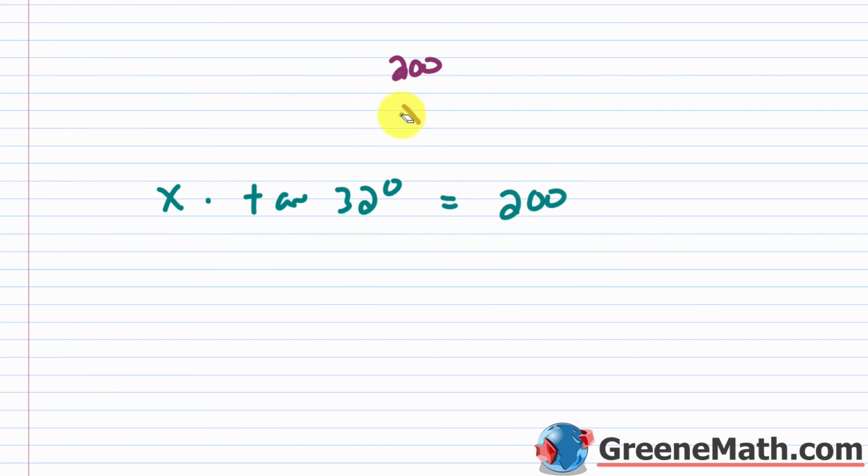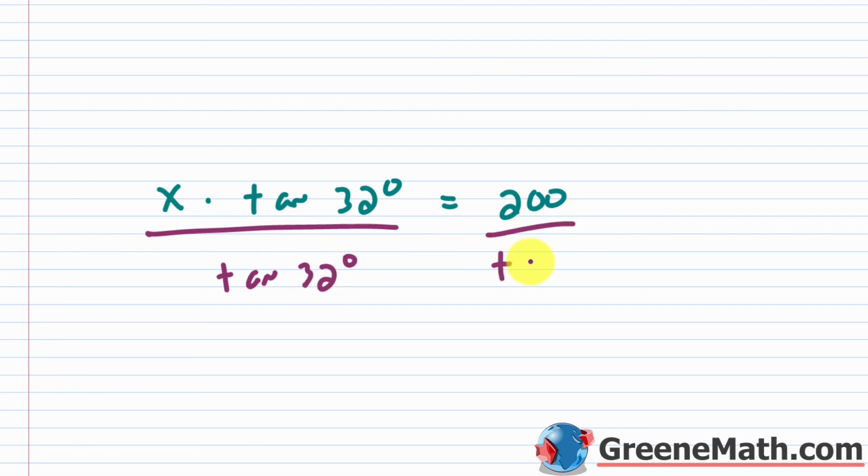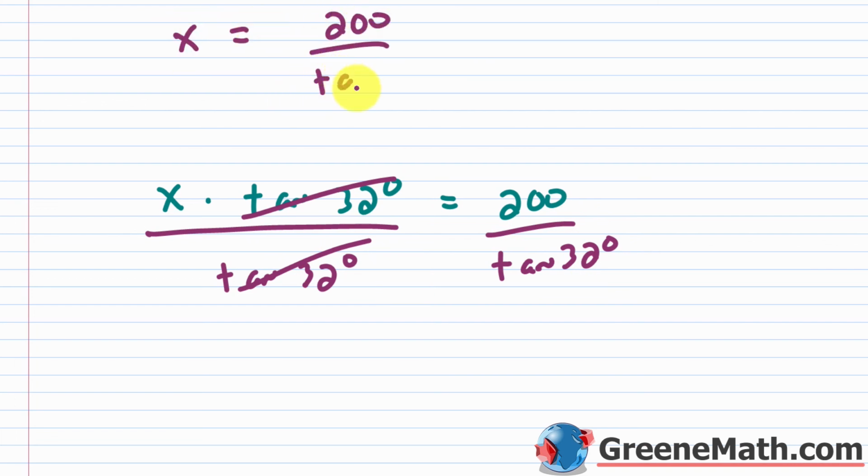Let me erase this. I don't think we need it anymore. I'm going to divide both sides of the equation by the tangent of 32 degrees. And so what this is going to do is cancel this with this and say that x is equal to 200 over the tangent of 32 degrees. So this would be approximately 320.07. We're going to end up rounding this, but I'm just going to keep this for right now.